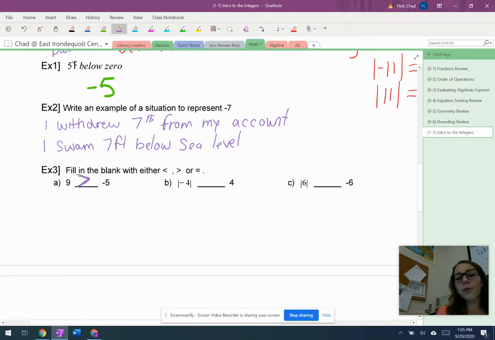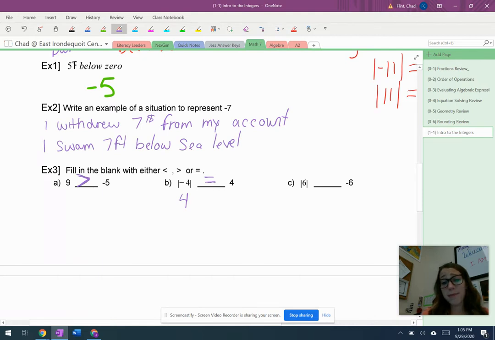In B, though, we can't do anything yet until we do a little bit of simplifying. What is the absolute value of negative 4? Well, that's 4. So now how does 4 compare to 4? Well, those are equal. Now C, you might think that C automatically is the same thing, but it's actually not. What is the absolute value of 6? Still 6. How does 6 compare to negative 6? Well, 6 is greater than negative 6.